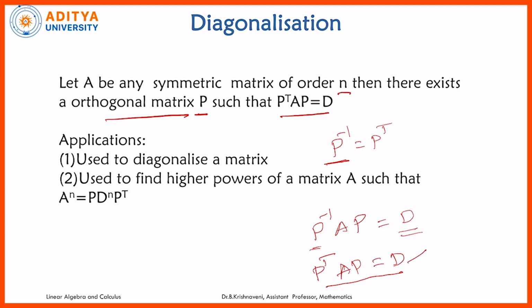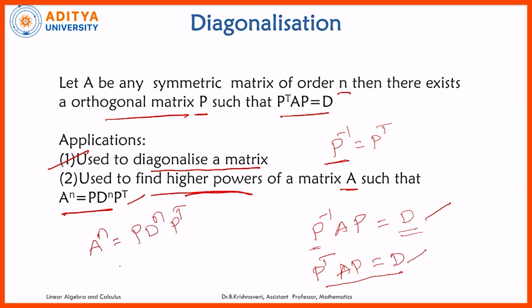Now, what are the applications of this? The first one is very clear: we can use this process to find the diagonalization of the given matrix, and it is also used to find higher powers of a matrix. What can we calculate by means of this equation? Consider this equation and simplify it in such a way that we get the power of the matrix: A power n is equal to P D power n P transpose.